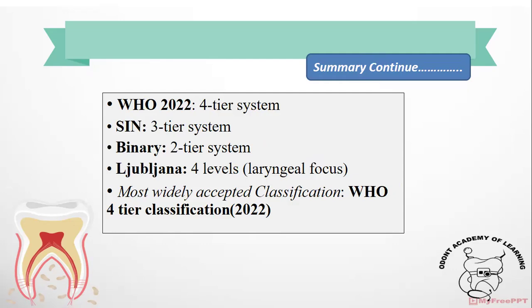Now, summarizing all that we have discussed, the 4-tier system which was given by WHO in 2022 is the most commonly accepted classification. SIN, that is squamous intraepithelial neoplasia classification, was a 3-tier system. The binary system was a 2-tier system that was given by Kujan et al. Another is the Ljubljana classification, which is basically used for laryngeal dysplasia, and that is basically a 4-level classification. And the most widely accepted classification of epithelial dysplasia is WHO's 4-tier classification, which was given in 2022.